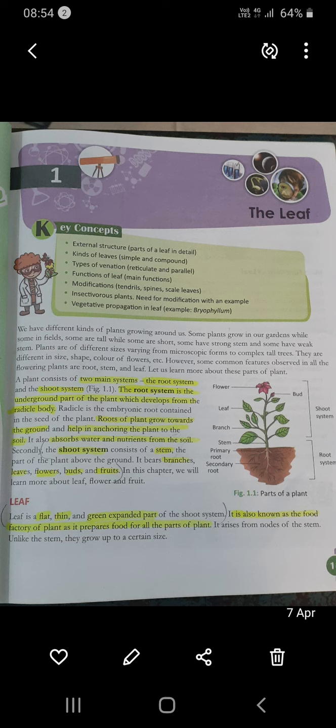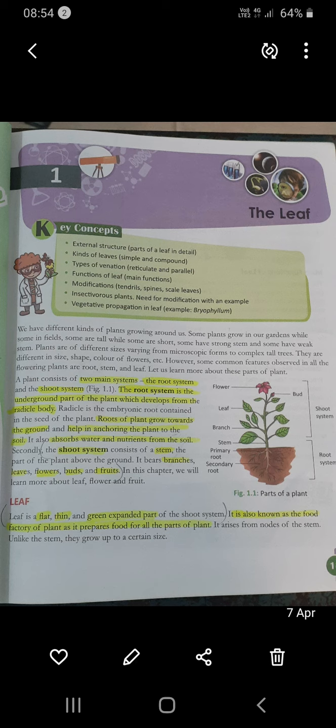So you know the first chapter is the leaf, and you already know leaf is a part of plant. So before discussing about leaf, first of all we will discuss about some other parts of plant. You know, this is a root that is under the ground, and the parts which are above the ground, that means stem, branch, leaf, flower and bud, are known as shoot system.